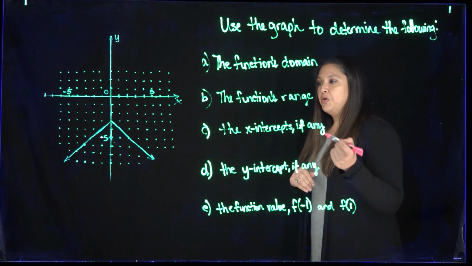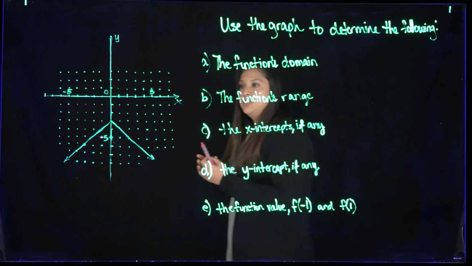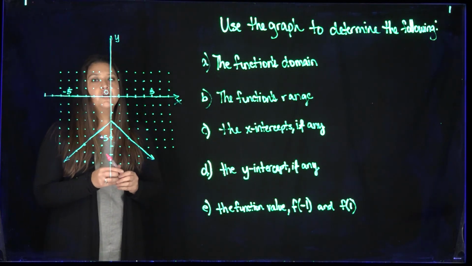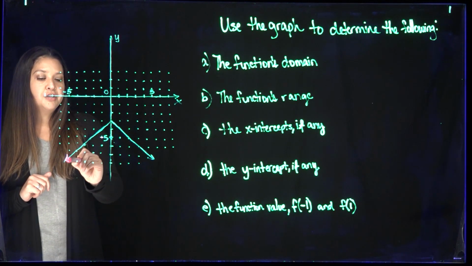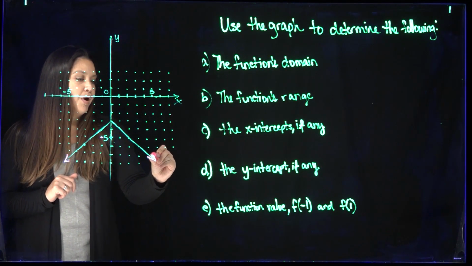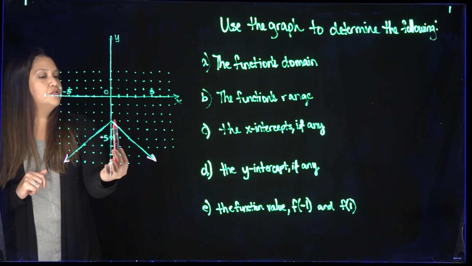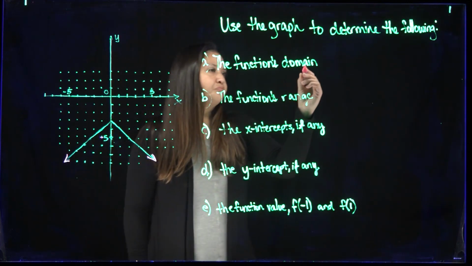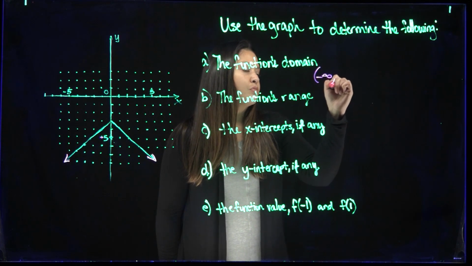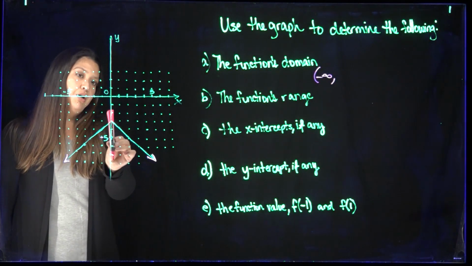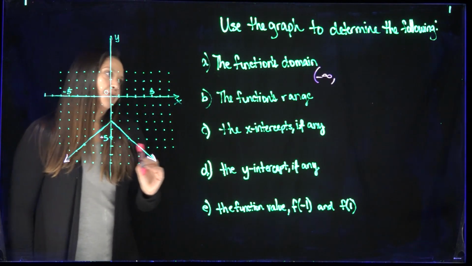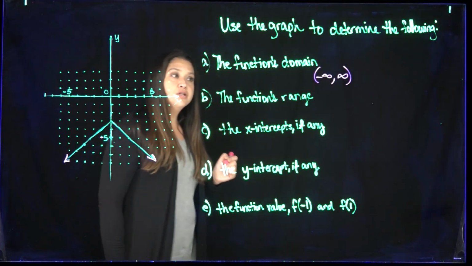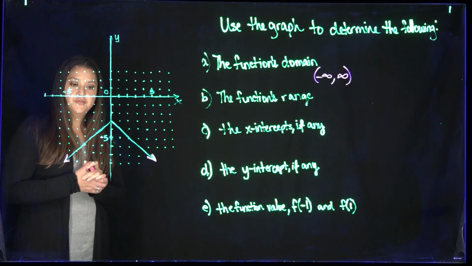So let's talk about the function's domain. The function's domain is basically asking you how far left do you go on the graph and how far right do you go on the graph. As you can see, this graph is going to continue on forever and ever. As far left as it goes, it's going to go to negative infinity. And how far right does it go? Well, since it continues on forever and ever, it's also going to go to positive infinity. So your function's domain is from negative infinity to positive infinity.